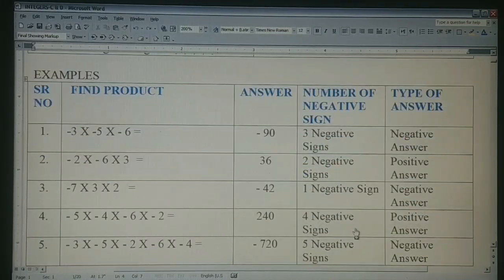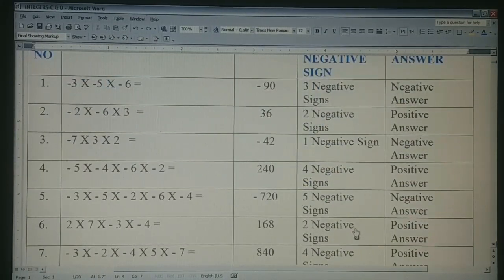Let us understand this through some examples. The first example here is minus 3 into minus 5 into minus 6. Now if we see, there are 3 negative signs, 1, 2 and 3. So if there are 3 negative signs, our answer will be negative. So we first multiply the numbers and then put the sign later on. So 5 6s are 30, 30 3s are 90, but the answer will be minus 90.